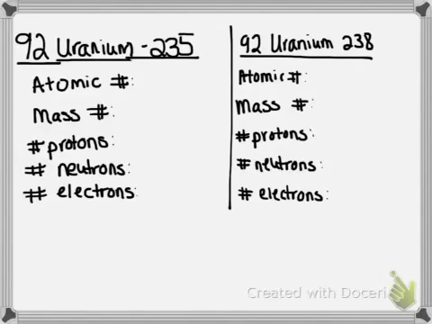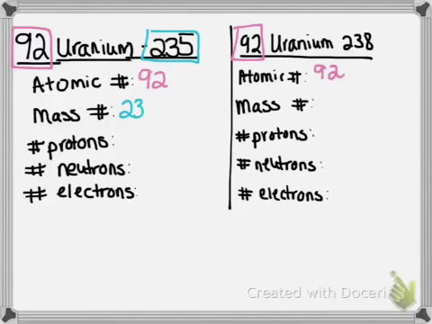We have 92 uranium-235. The first thing to keep in mind is that the number in front is going to be the atomic number. So for both of these samples of uranium, the atomic number is 92. What's going to be different here is the mass number. The mass number is going to be the long number that comes after the element name. So in uranium-235, the mass is 235.